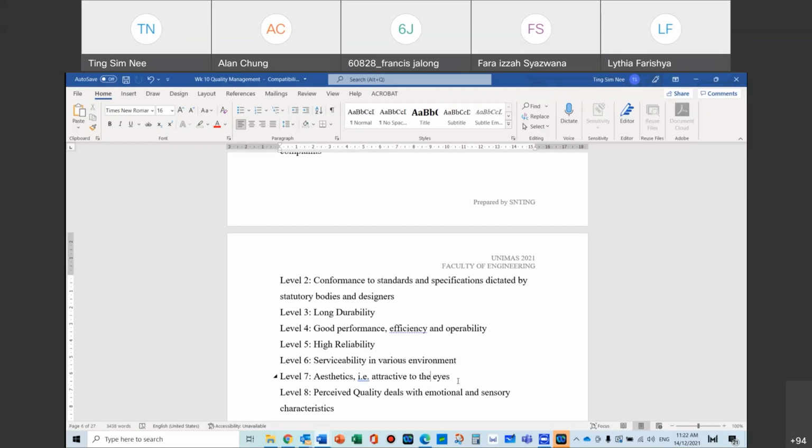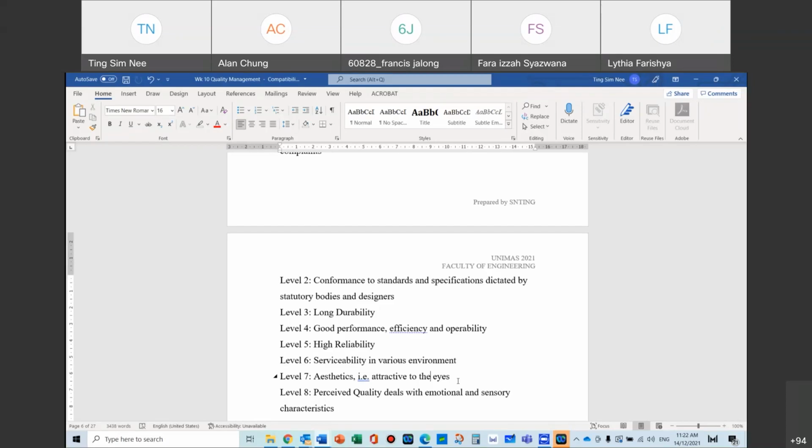So attractive to the eyes is a very dangerous thing. Aesthetic values is very dangerous when we come to using it on very engineering kind of work, you see. So if we want to base it on attractiveness, then a lot of things will probably not pass. Perceived quality, again, is about feel, you see.